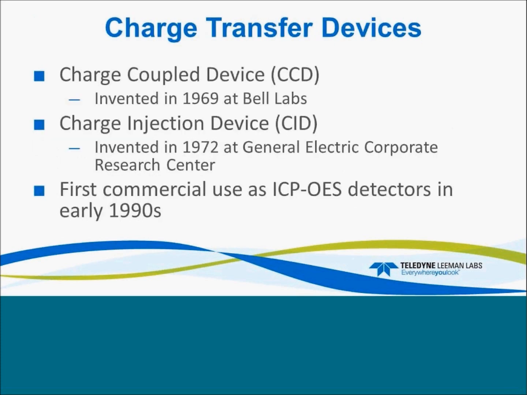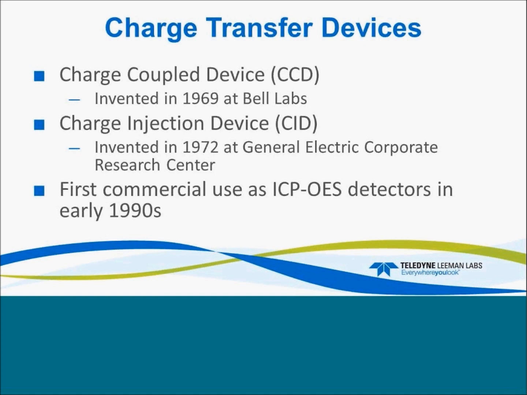Okay. Then, after a number of years of the PMT being available, charge transfer devices came on the scene. They're not new devices; they were invented a number of years ago. The charge coupled device was invented at Bell Labs, and if I'm not mistaken, I think the inventors won the Nobel Prize for that. Then the charge injection device. The first commercial use of these detectors was in the early 1990s. Right? Charge transfer devices, what are they?